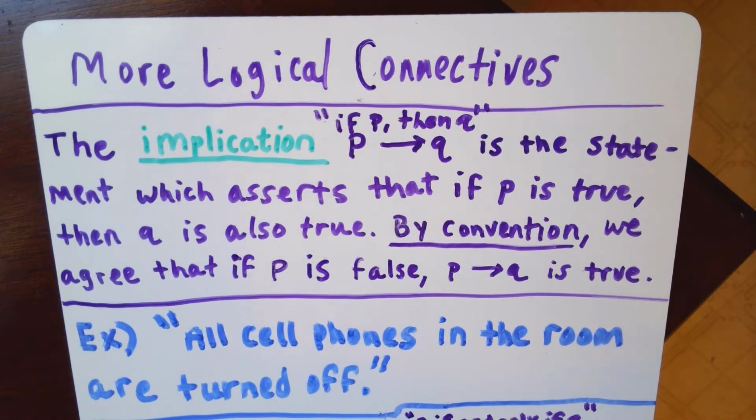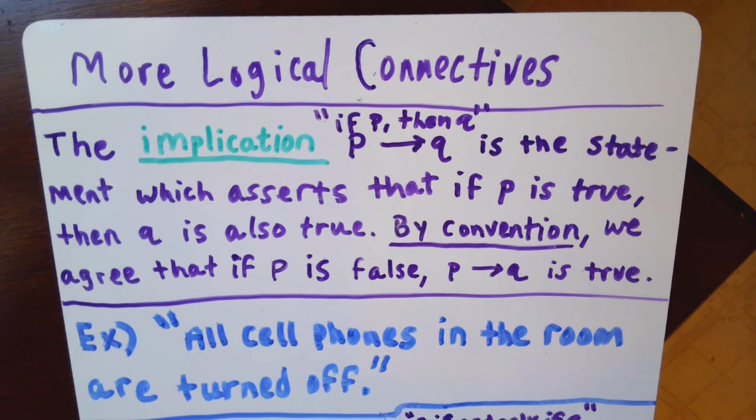The easiest way to see why we choose this convention is with this example below. We have the statement, all cell phones in the room are turned off. Another way of saying this is that if there is a cell phone in the room, then it is turned off. That's the way of saying it as an if-then statement.